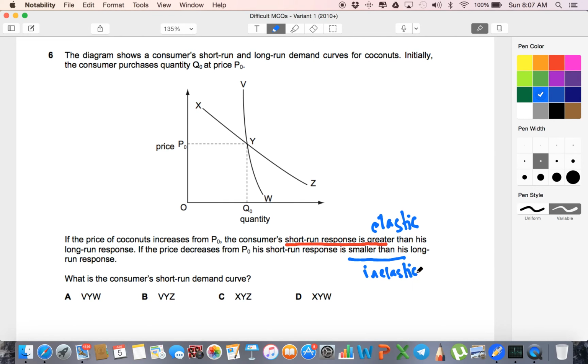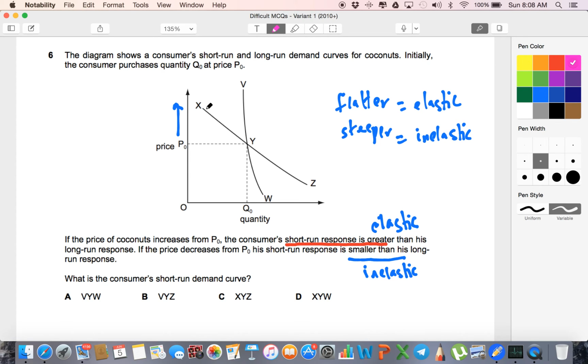So above P naught, what they're saying is that the short run demand curve should be very elastic, which means that of these two curves, the flatter the graph, the more elastic the curve. The steeper the graph, the more inelastic the curve. So XY is a flatter graph, so that could be the short run response above P naught.